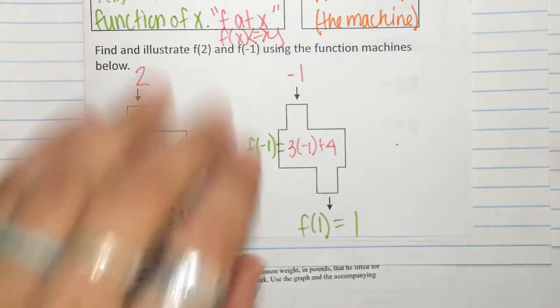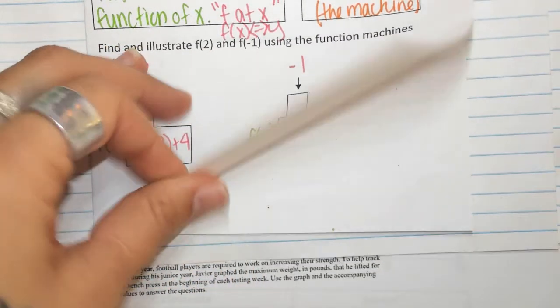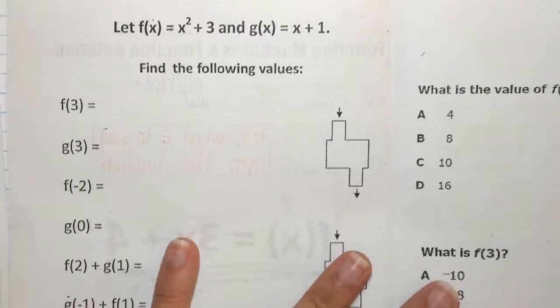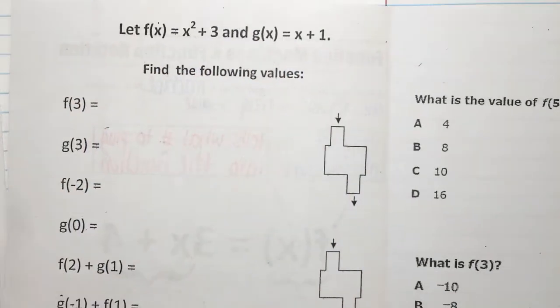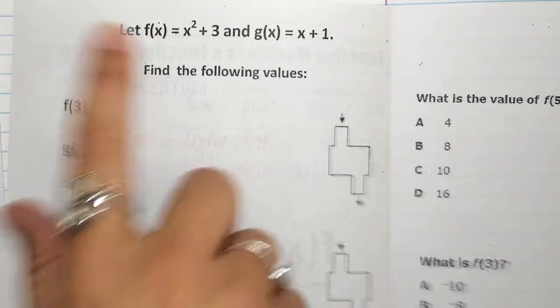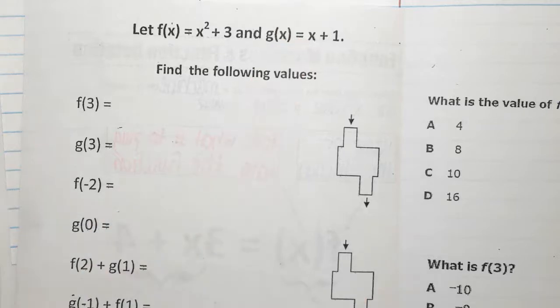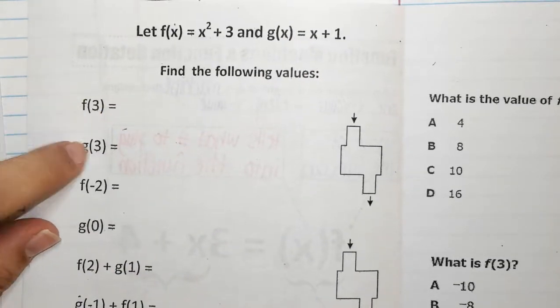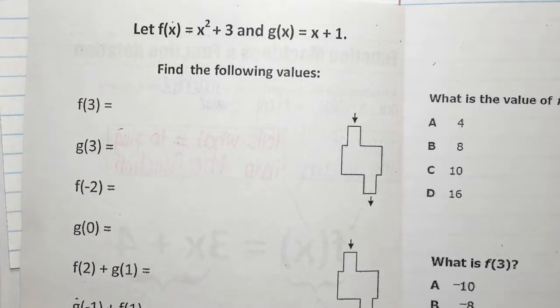Awesome. Alright, are we ready to see what's inside our magic foldable? Open it up. Alright, so we have 2 different functions. We have f at x and we have g at x. So we're going to plug in 3 into f here and 3 into g here. It tells you what function to plug it into. Does everybody understand?